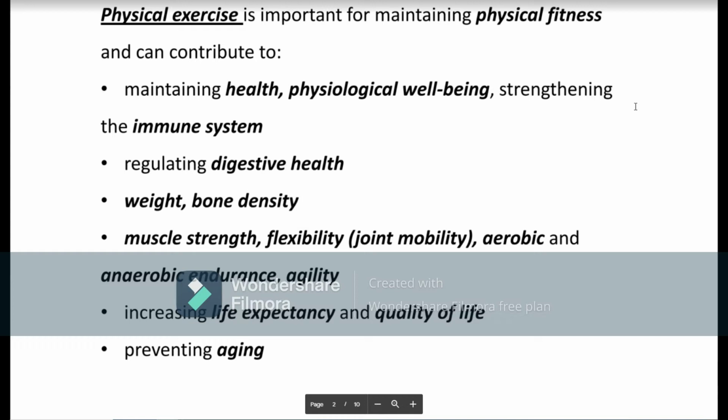demonstrate a high level of performance, not only physical performance but also intellectual performance as well. People who are usually physically active are sick much more rarely.